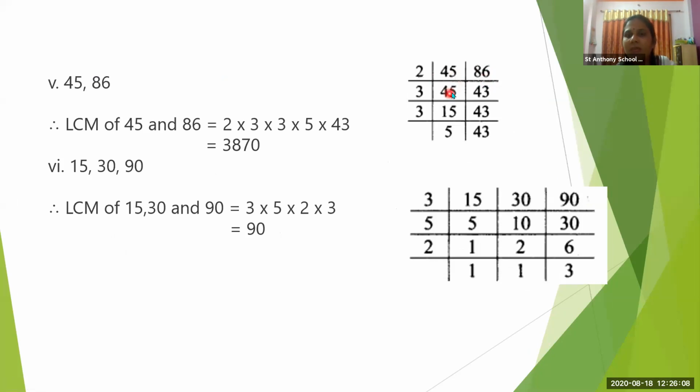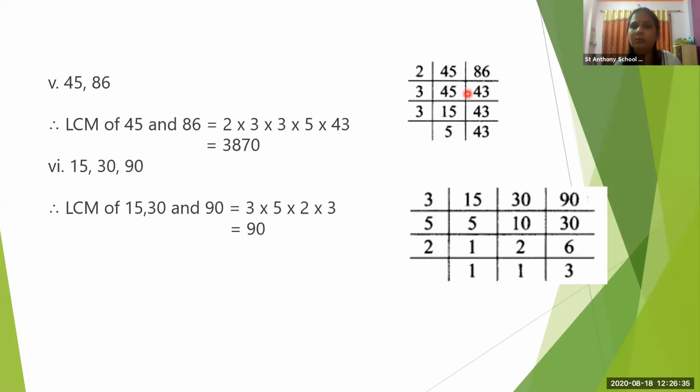So 45 remains as it is, as 5 is at the unit place, so it cannot be divided by 2 at all, right? But this 86 can be divided by 2. So 45 comes down. Now we divide 86 by 2. 2 4s are 8, 2 3s are 6, right? Now these two numbers, 45 and 43, cannot be divided by 2, correct?